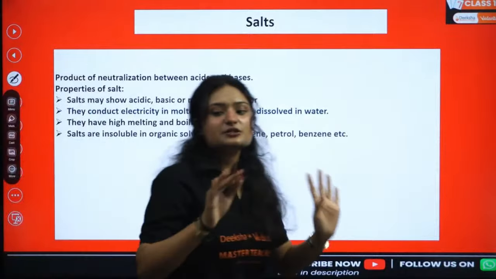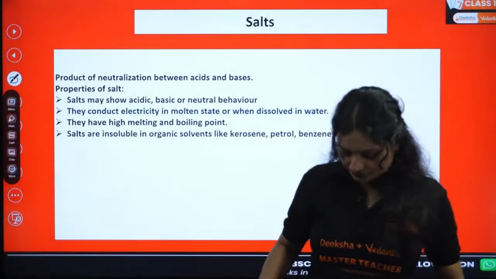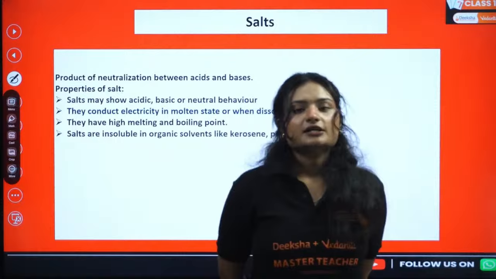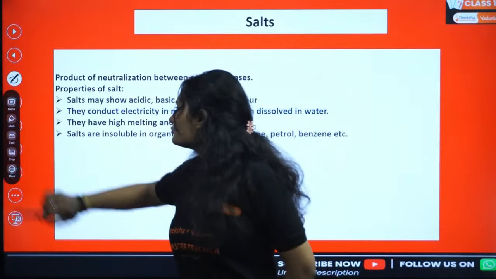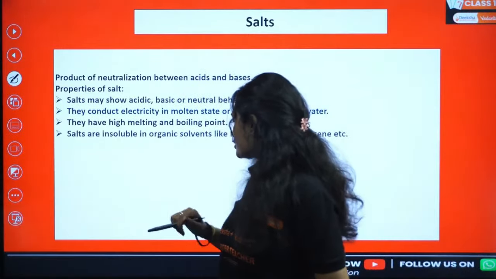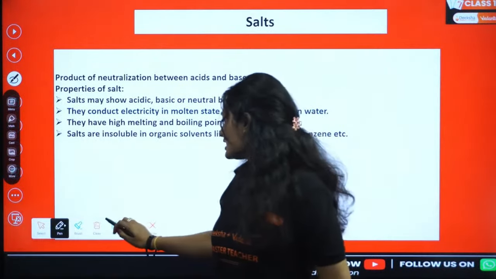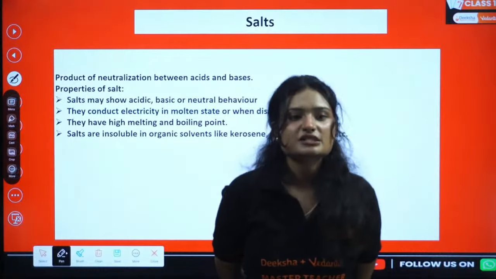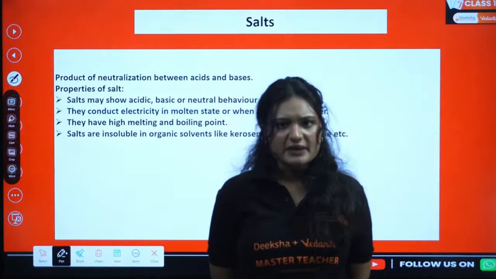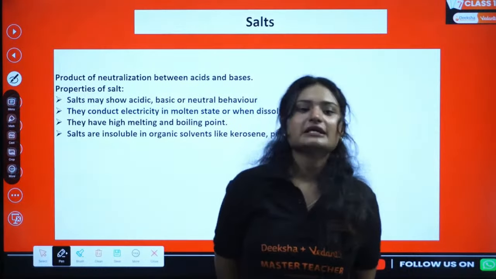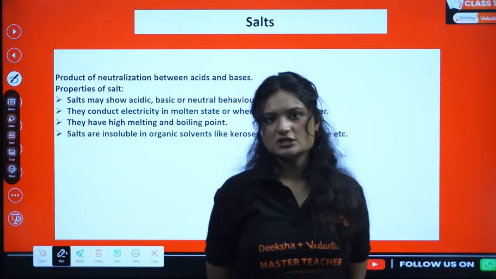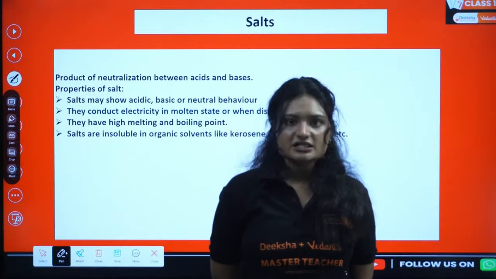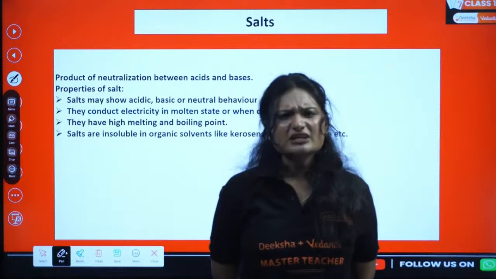Salts, the last part of this chapter. What are salts? They are formed as a result of neutralization between acid and base. Now, in the previous slides we have discussed there are three types of salts: neutral salt, acidic salt, and basic salt. What are neutral salts?